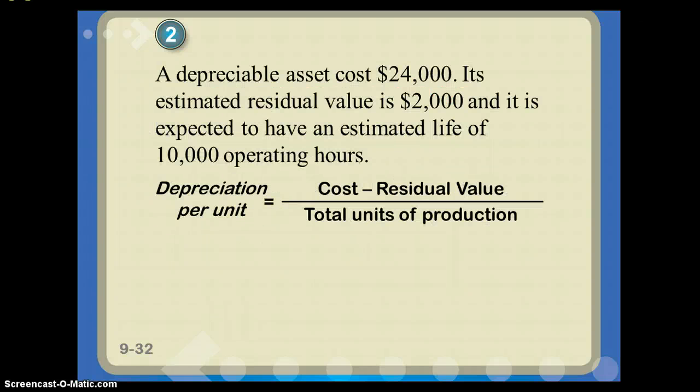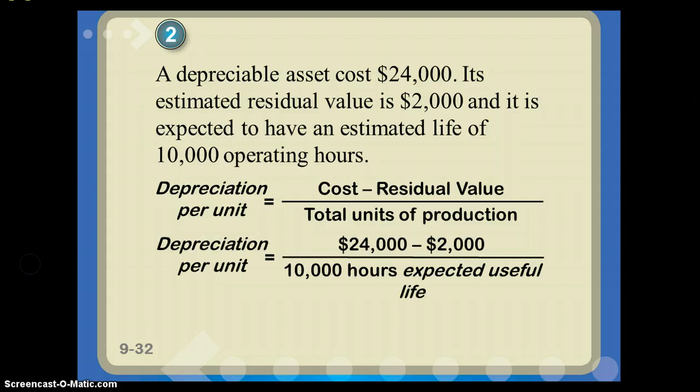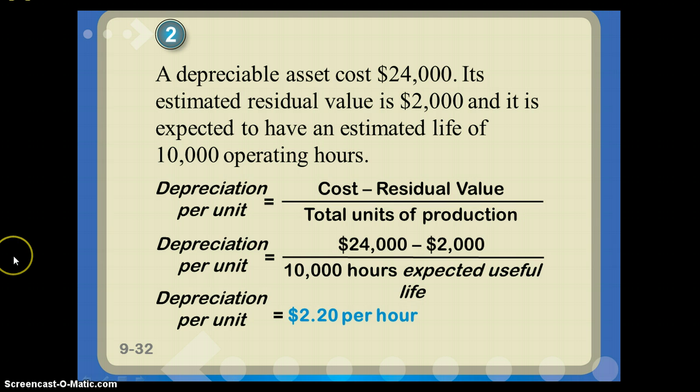We have an example here. The same asset, $24,000, residual value of $2,000, and this time we're not going to say how many years, but we expect it to operate for 10,000 hours. Lots of machinery is calculated this way. So our formula is there. Can you calculate our depreciation per unit using the production method? If you plug in your numbers, you get 24,000 cost minus the 2,000 residual value, divided by the expected useful life, this time measured in operating hours, and you get $2.20 per hour that this item is operated.